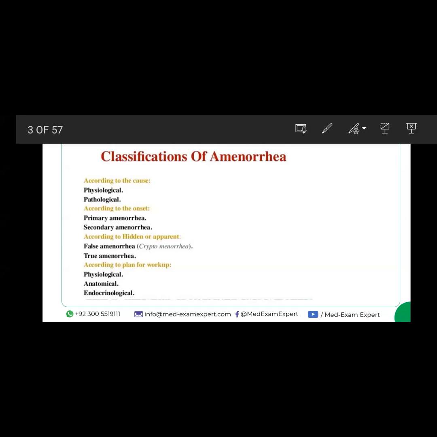Amenorrhea is basically classified according to the cause. It can be physiological as well as pathological. According to the onset, it can be primary amenorrhea and secondary amenorrhea. According to hidden or apparent, cryptomenorrhea or true amenorrhea. And according to the plan for workup, it can be physiological, anatomical, as well as endocrinological.